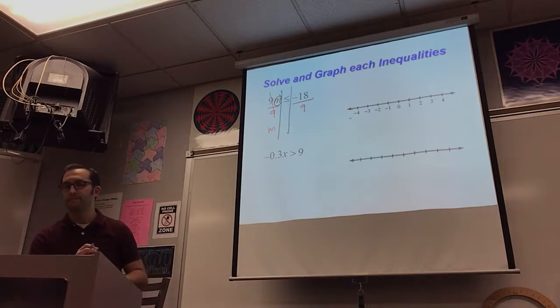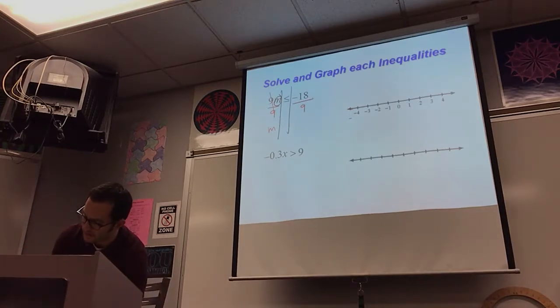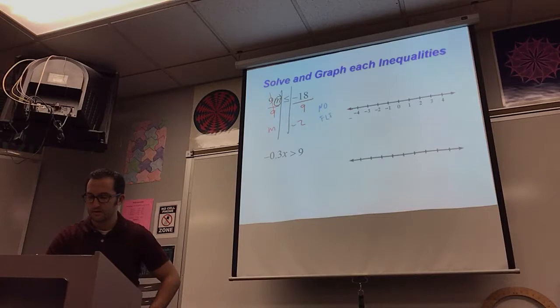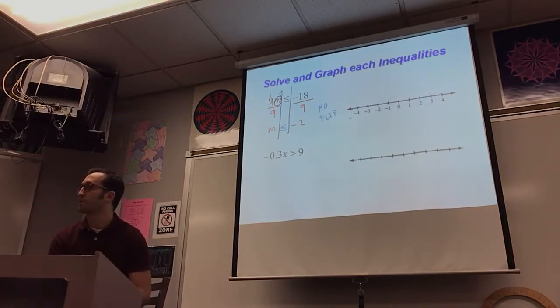So, does it flip? Does the symbol flip? So I get m and then I get negative 2. Does the symbol flip? No. No flip. Why? The number on the left side with the variable has to be negative. Exactly. The coefficient is the word we're looking for. If the coefficient of the variable is negative, then we're going to flip. If the coefficient is positive, it's not going to flip.